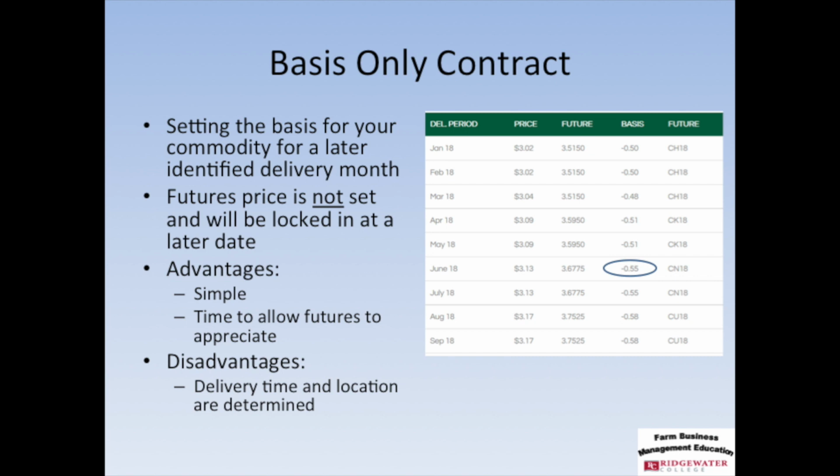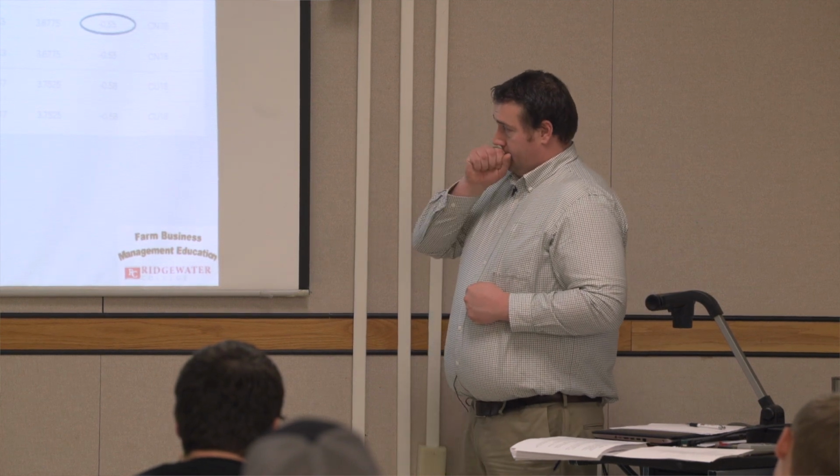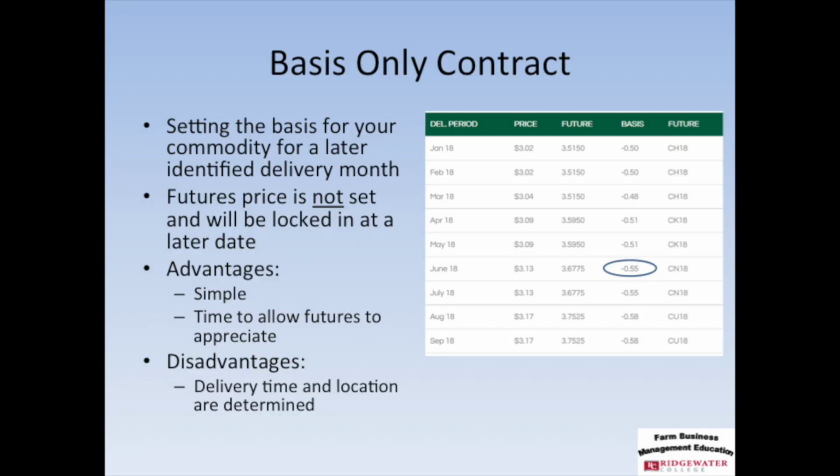So in this case, we're going to do what's called a basis only contract. Exactly the flip-flop of a hedge to arrive. Hedge to arrive, we did futures first, basis later. Basis only contract, we're going to do basis first and futures later. So what we're going to do is we're going to look at the bid sheet and say, you know what, I like that 55 under for June. And I'm going to call them and say, hey, I want you to lock that basis in for me, but leave the futures open. I think they're going to get better. So our advantage here, again, it's simple. Allows time for futures to appreciate.